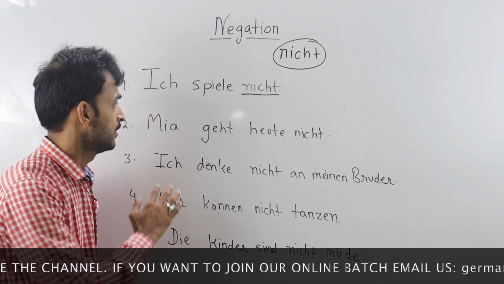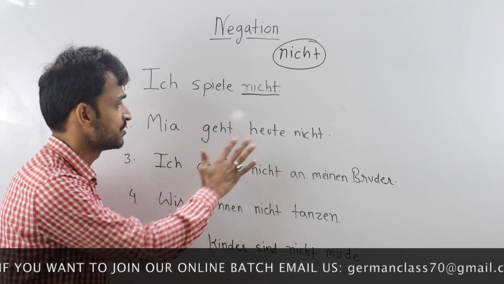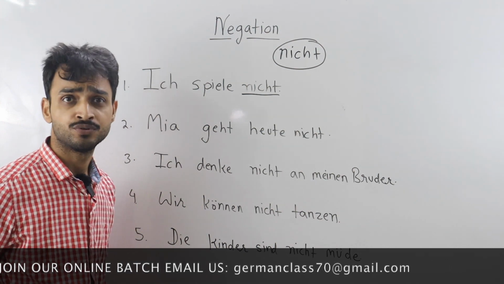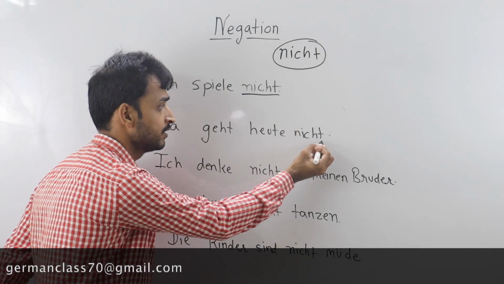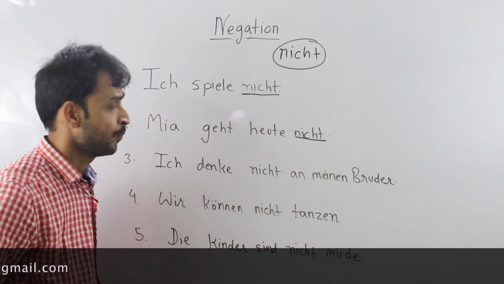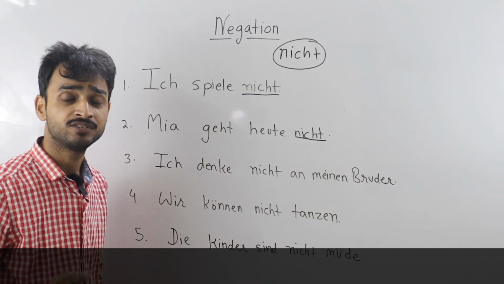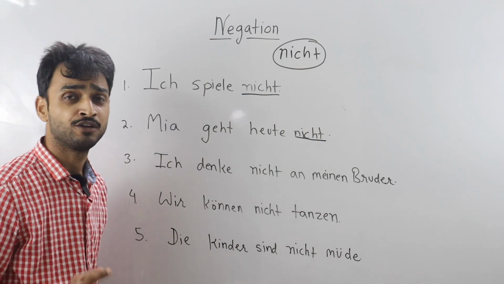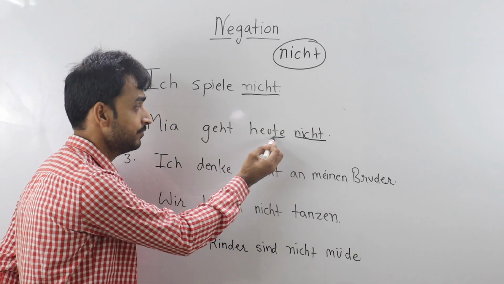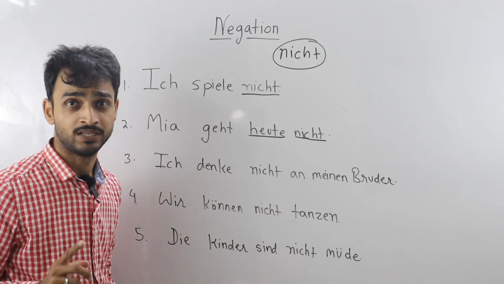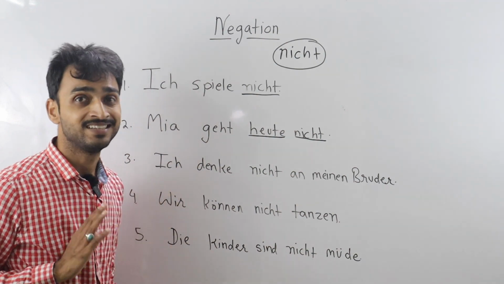Second sentence. Mia geht heute nicht. Mia is not going today. Here the position of the nicht is again last, but after temporal. After temporal means time framework, when she is not going: today. So Mia geht heute nicht.